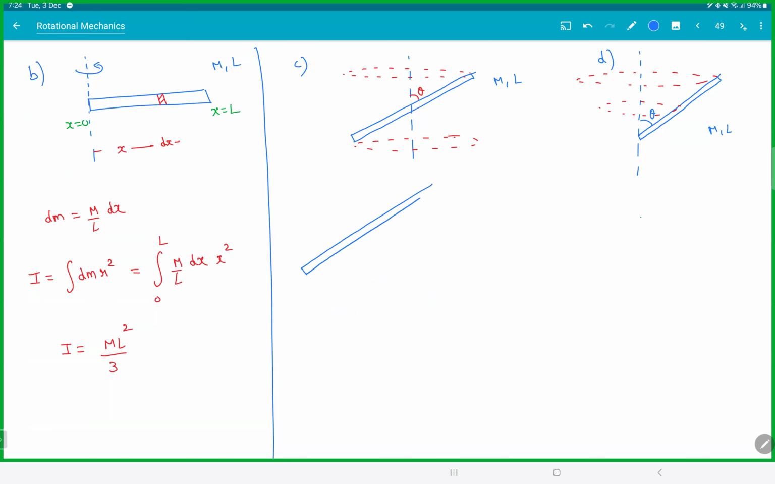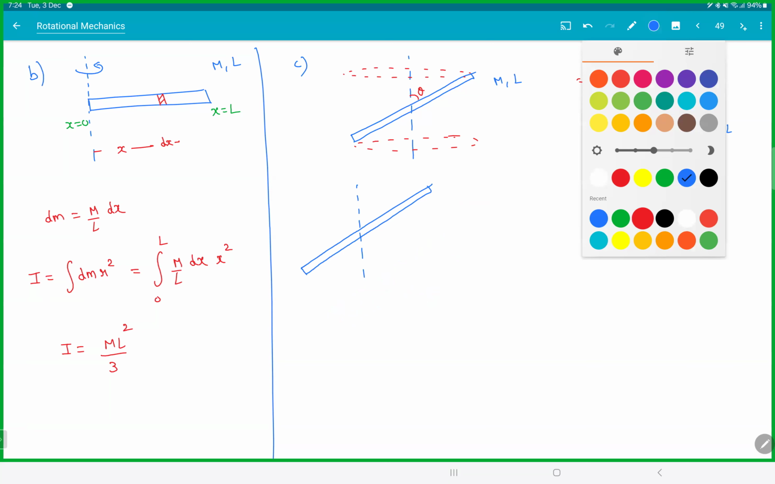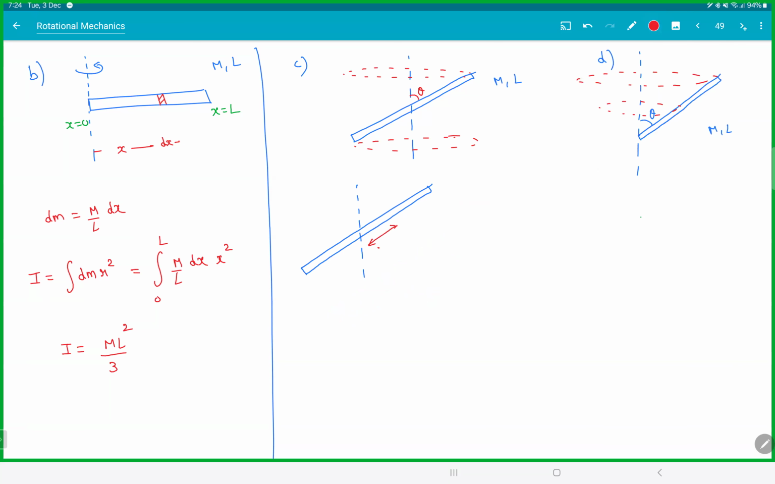So if this was the rod, look at this. At a distance x from the center, we will take a small slice dx. Story is still the same. Now the only difference is, if this is angle theta, what is r? R is the perpendicular distance. This is r, which is x sine theta. Making sense? R is not the distance from the center. R is the distance of the particle from the axis.